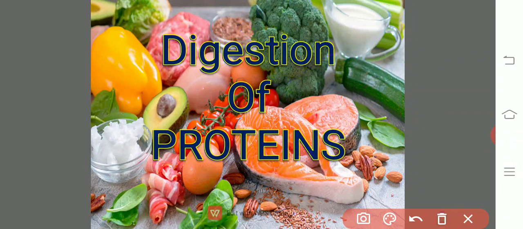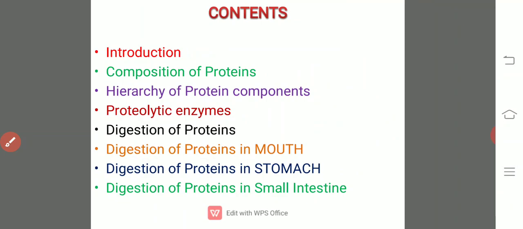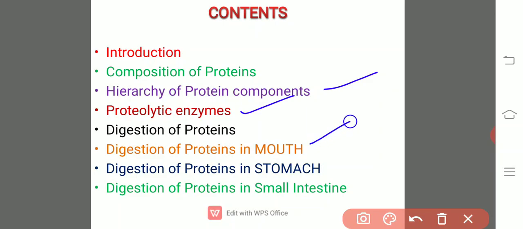Today, in our topic, we will discuss introduction to proteins, composition of proteins, hierarchy of proteins components, proteolytic enzymes, and digestion of proteins in various parts of our alimentary canal like mouth, stomach, and the small intestine.